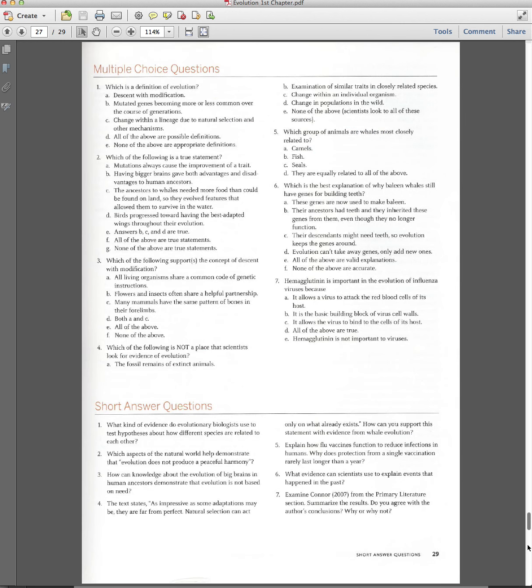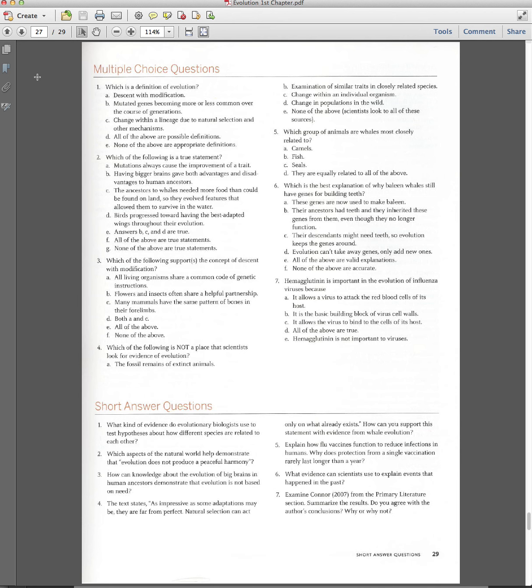Multiple choice questions, these are good questions that you can quiz yourself on. The answers are in the back of the textbook. So those are great. And actually, as I was looking at this, some of the questions that I'm asking you to answer are actually in here. It's funny, I came up with them on my own and then found they were here. So here's an example. Why does protection from a single vaccination rarely last longer than a year? That's not too different from the question that I asked you. So it looks like they think pretty similarly to me. So think through these short answer questions. These will help you when you are preparing.